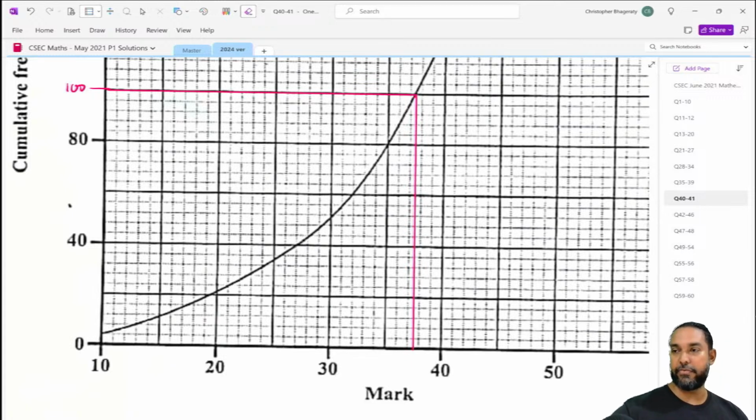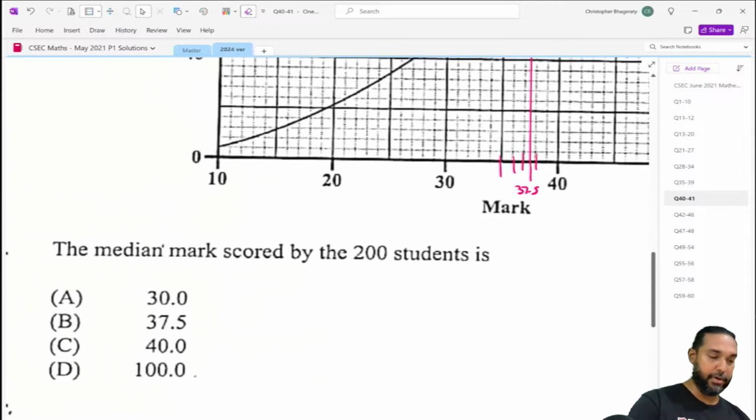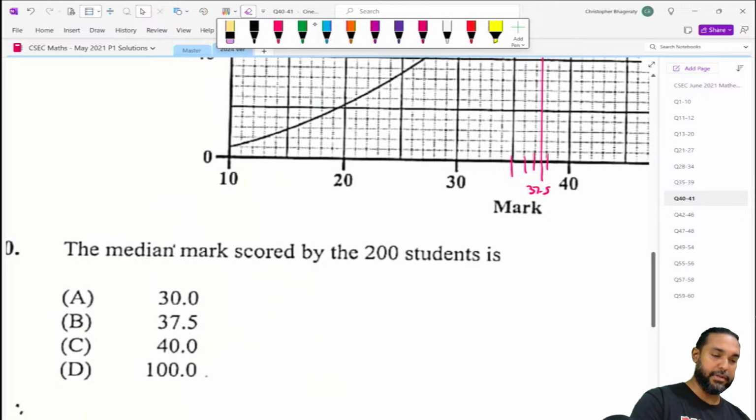All right, Nikisi. Okay, so on the x-axis now we have a different scale. You have 10 blocks and 10 to account for. So this is 35 here, 36, 37, 38. So that's 37.5. All right, cool. Right, so Kojo and Jassy and Brianna were correct. 37.5.